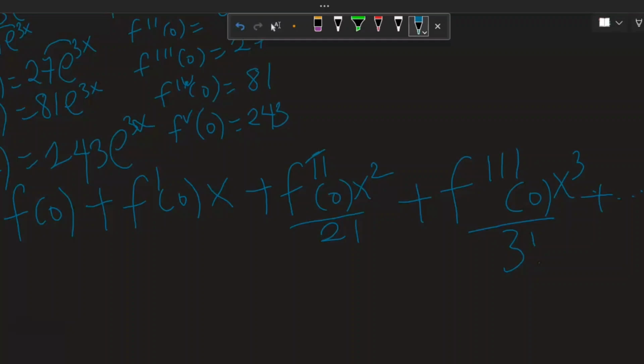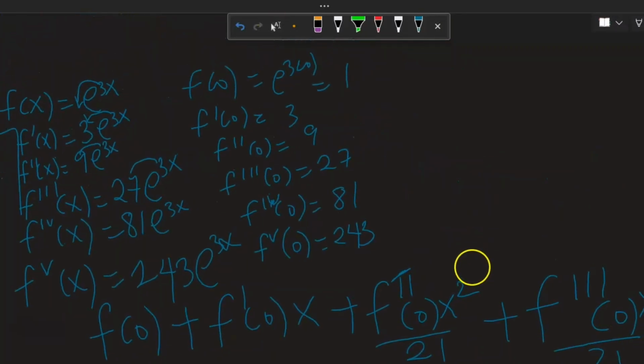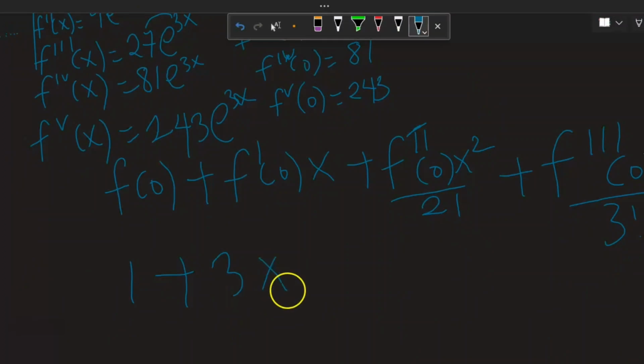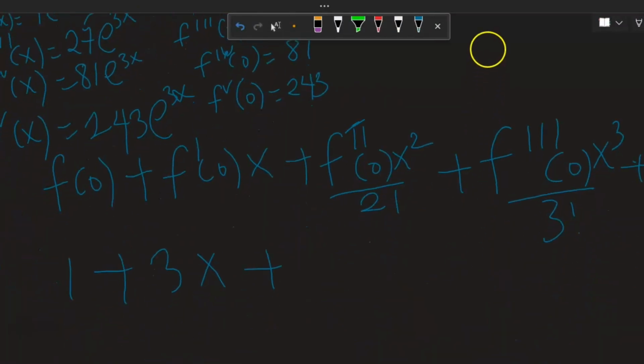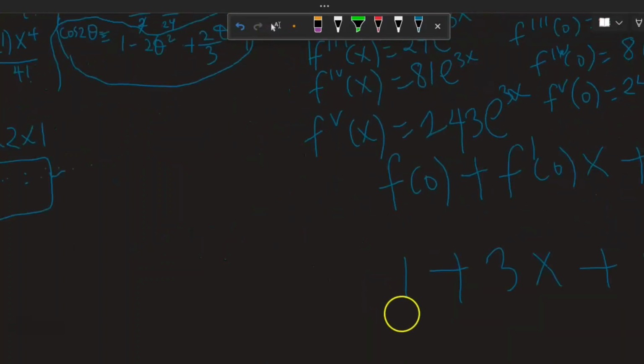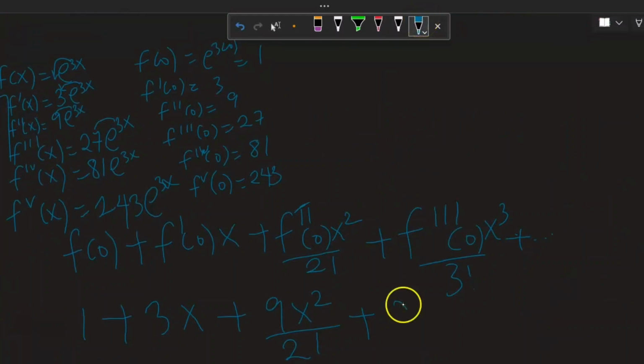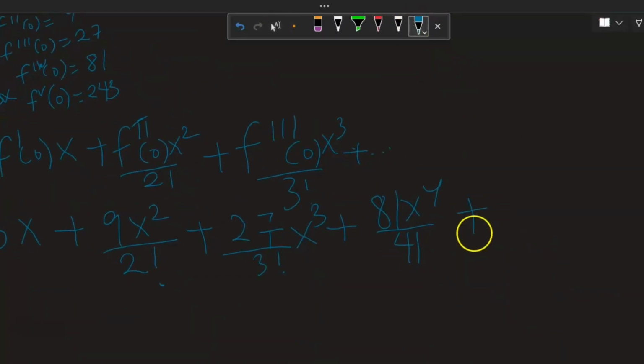So let's substitute. f of 0 is 1. So that will give me 1 plus f prime of 0, that's 3, plus 3x plus f double prime, that's 9, so that will give me 9x squared over 2 factorial plus f triple prime, that will give me 27 over 3 factorial x raised to power 3. For the fourth one, that will give me 81 x to the power 4 over 4 factorial. Then we have the fifth, plus 243 x raised to power 5 over 5 factorial.